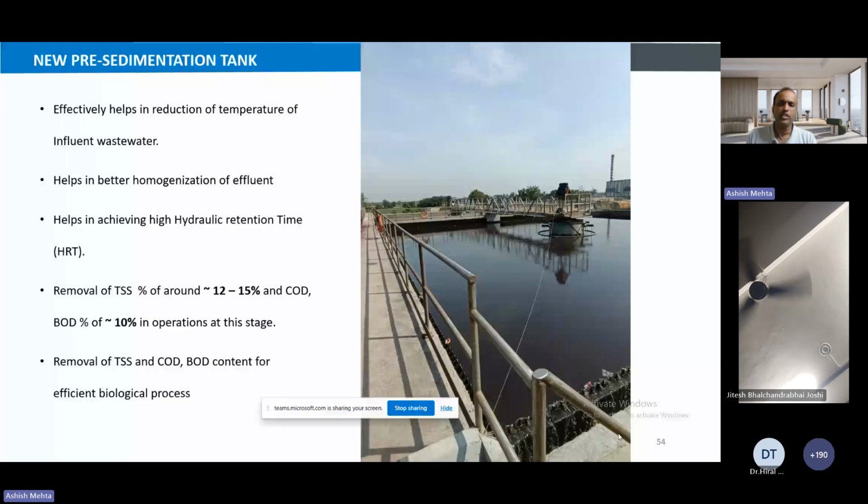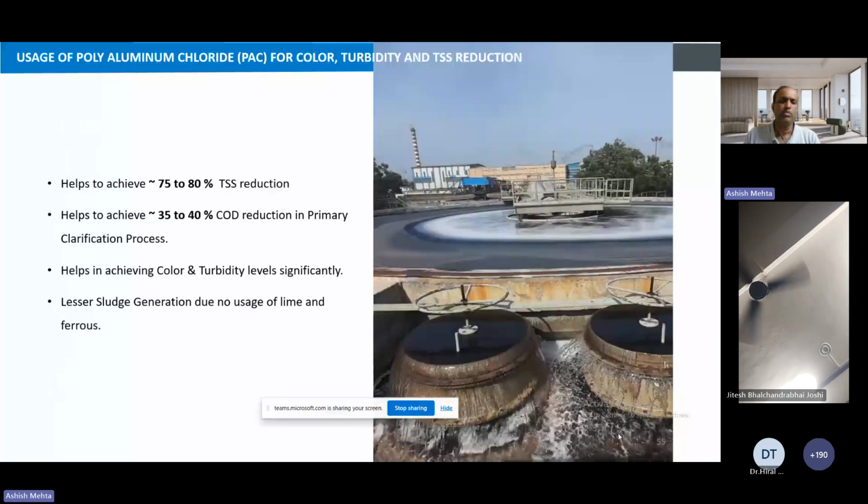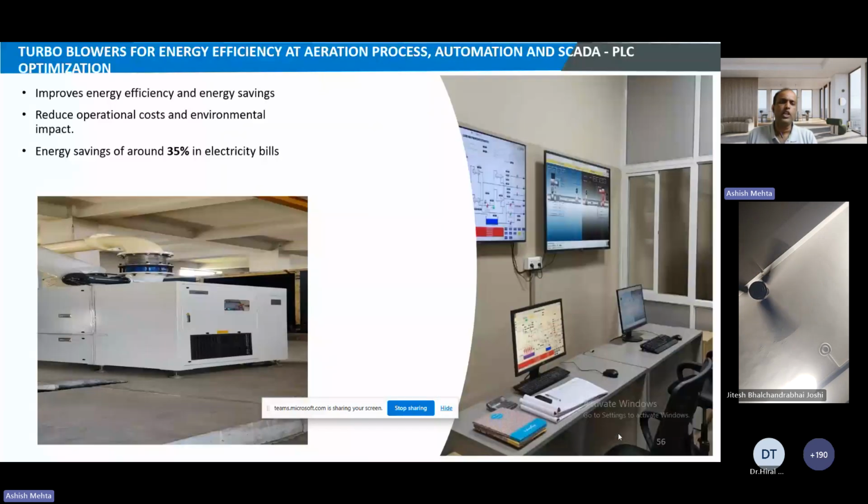Dissolved air flotation and clarifiers help us achieve around 70 to 80% TSS reduction and 35 to 40% COD reduction in primary clarification, with no usage of lime and ferrous. We have adopted turbo blowers, which are centrifugal blowers with complete automation. It helps us in energy saving by 35% in our electricity bill. This has been successfully implemented for the last 5 years at our CETP ZLD plant.